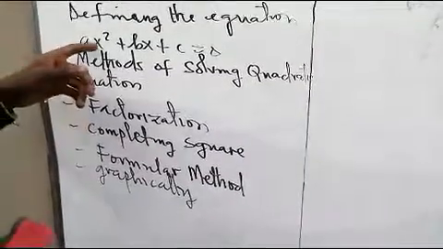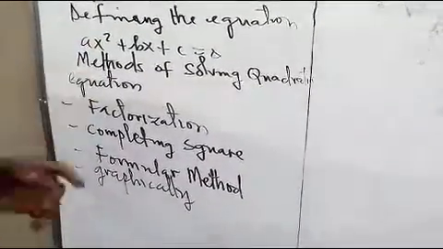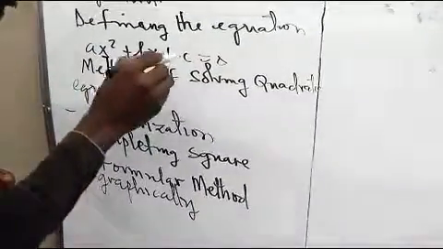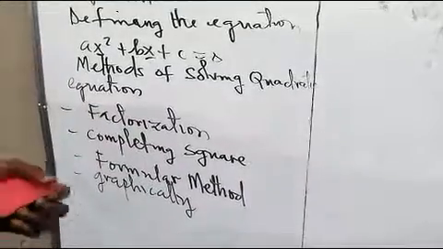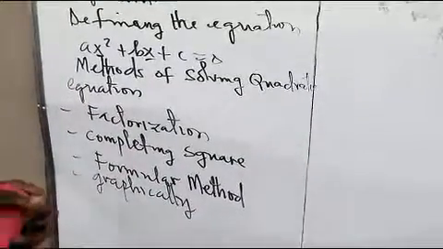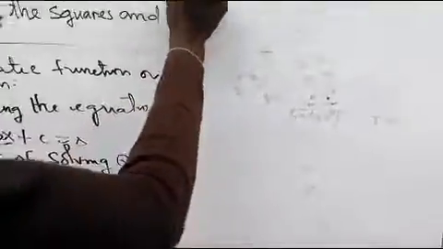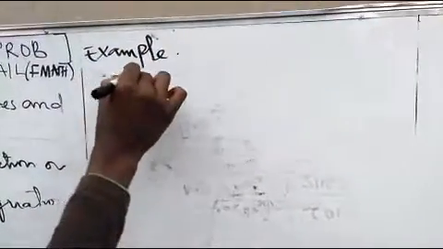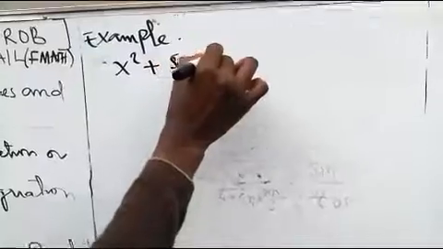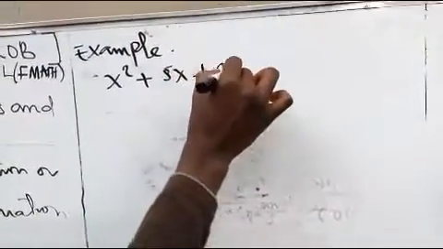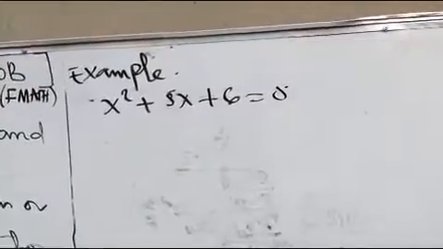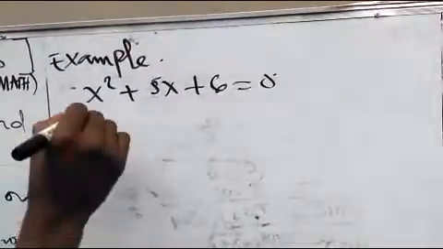A quadratic equation is an equation with the highest power of x being 2. That means that for us to solve for our changing variable x, x must have two values. Now, we have an example of a quadratic equation that we want to solve using the method of factorization.